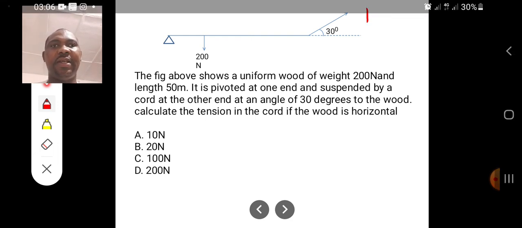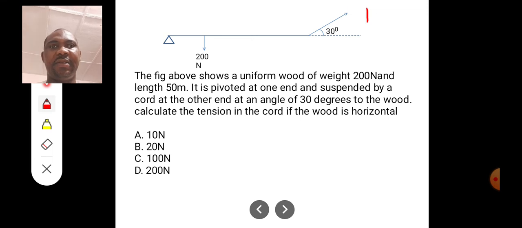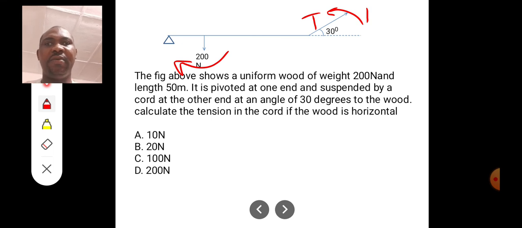Now let's first of all direct all the forces towards the pivot, like here. Look at this, towards the pivot. Here, this is it, towards the pivot. So the clockwise moment now, the 200 newtons is producing a clockwise moment. The tension is producing an anti-clockwise moment. The length of the rod is 50, so the weight is concentrated on the 25 cm mark. So we are going to say 200 multiplied by 25, because that's the perpendicular distance to the pivot.